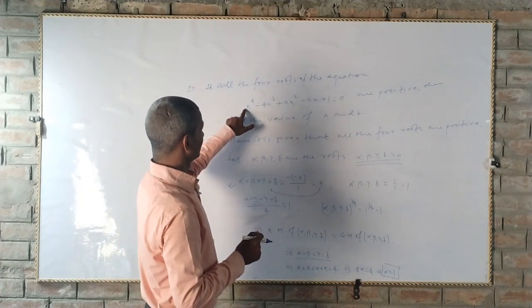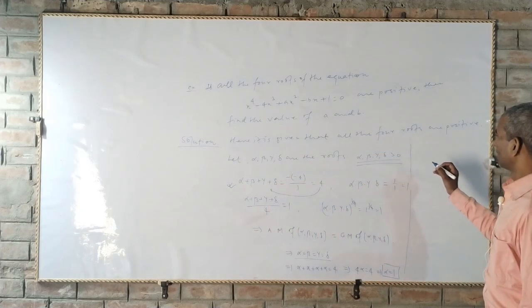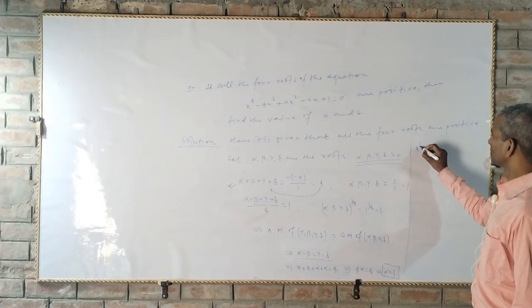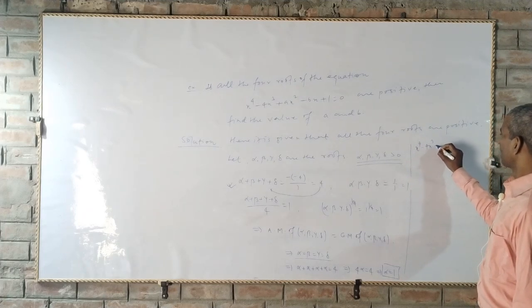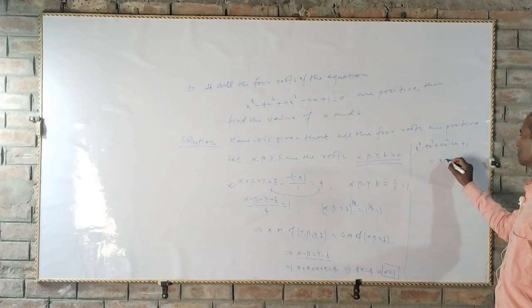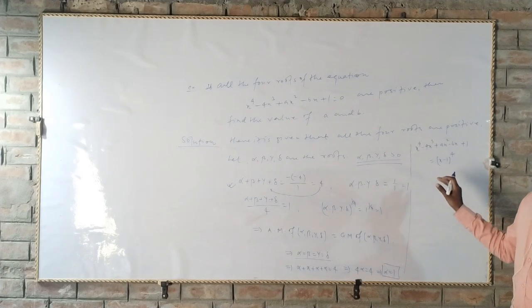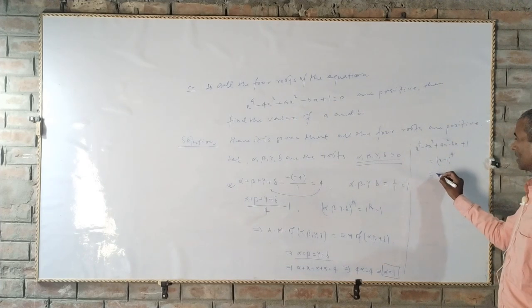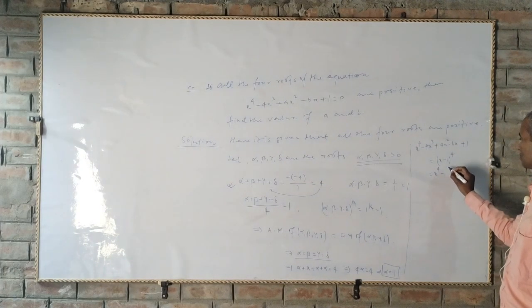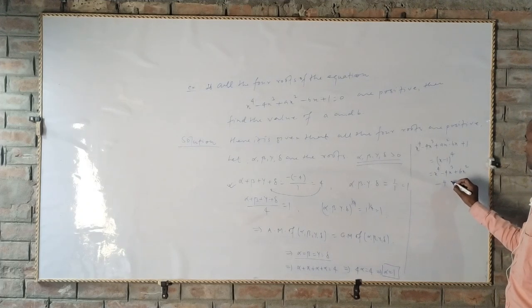It means here the leading coefficient is 1. So we can write the given equation, that is x to the power 4 minus 4 times x cube plus ax square minus bx plus 1, as (x minus 1) whole to the power 4. Now expanding the RHS by the binomial theorem, we can write x to the power 4 minus 4 times x cube plus 6 times x square minus 4 times x plus 1.